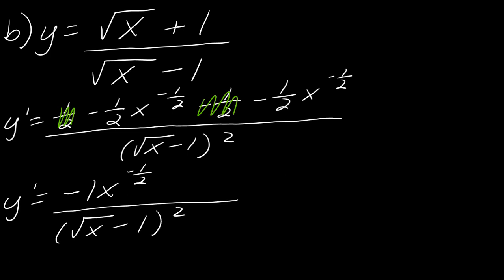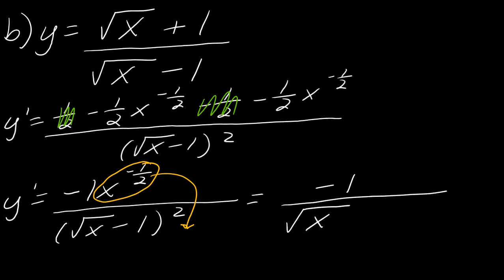Okay, so at this point, working this out is not going to allow you to do any other cancellations. This is not going to cancel out with this. So as I see it, you should just not work out the squared part of this. But the one thing that we do want to do is take this negative exponent and move it to the denominator. So my final answer will be negative 1 over the square root of x times the square root of x minus 1 squared. And so that would be it for that one.